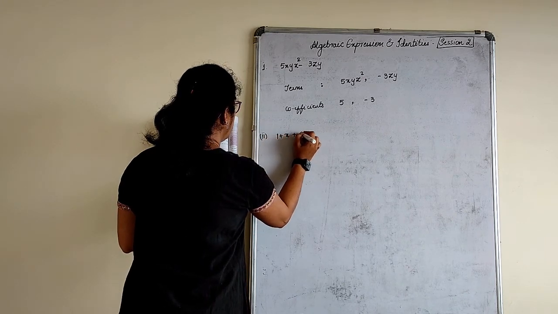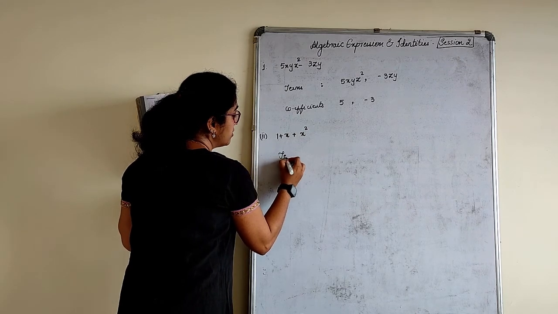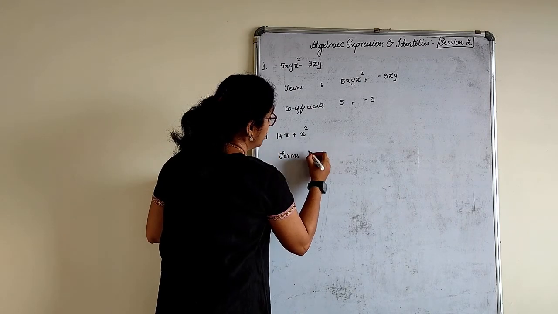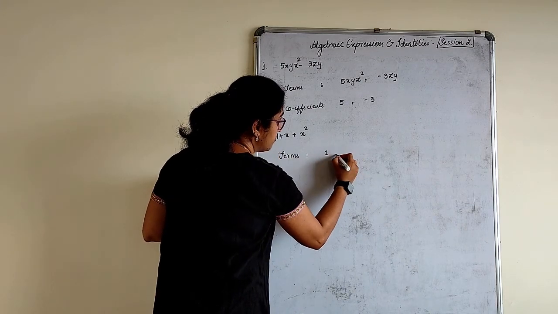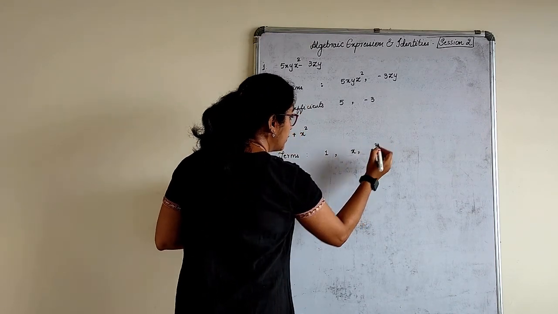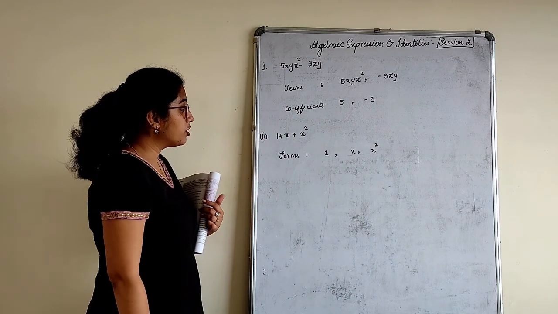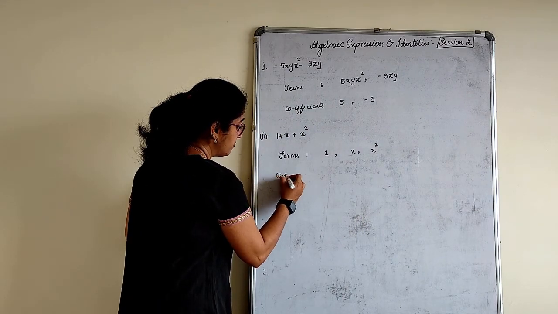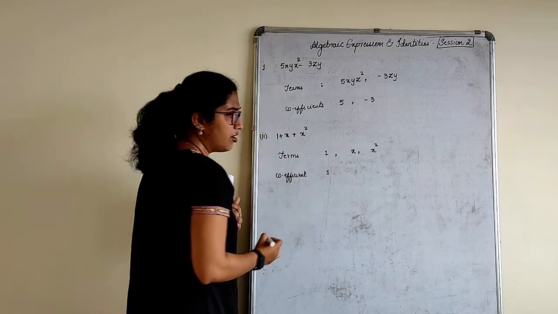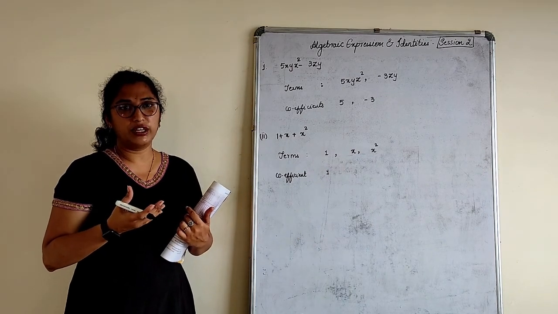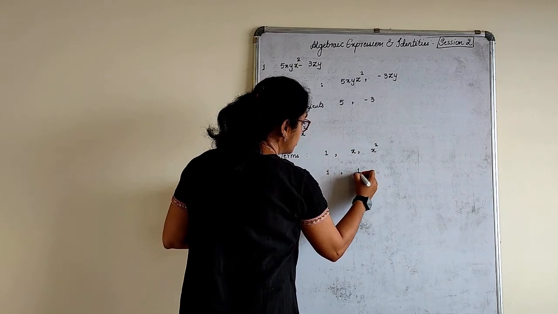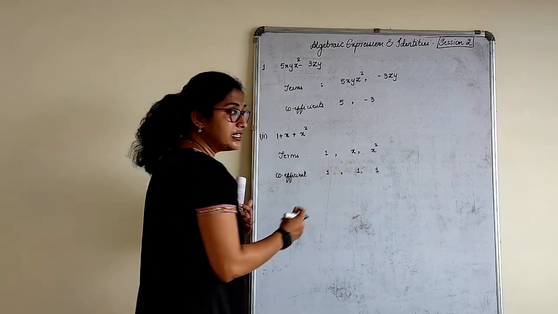1 plus x plus x square. So what are the terms? How many terms are there in this? Terms are 3. So this is one term, x is one term, x square is another term, right? Now when we talk about the coefficients, a variable will always have a coefficient, right? So coefficient of 1 is what? 1 only we can tell. Here what is the coefficient? 1. Here also the coefficient is 1.